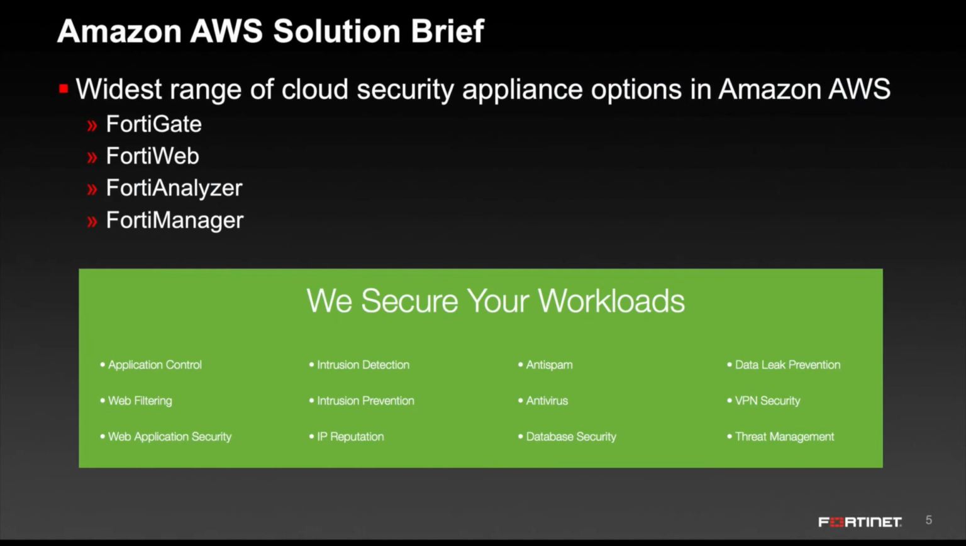So just briefly, it's a very wide range of cloud security appliance options that we've got in Amazon AWS. We're continuously working to grow that range as well. But the biggest thing is that we want to secure your workload. So it includes things such as your application control, your web filtering, your web application security, your IDS, IPS, your IP reputation, anti-spam, antivirus, database security, your DLP, VPN security, and also threat management.